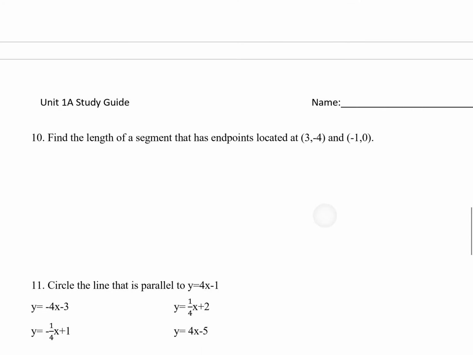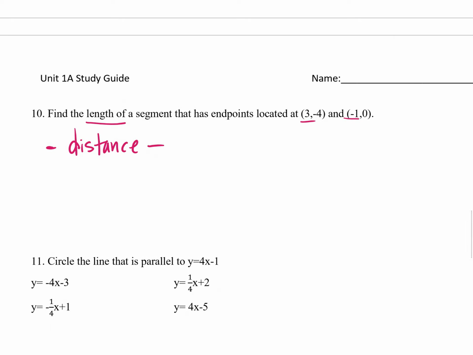So moving on, number 10, find the length of the segment that has endpoints at (3, -4) and (-1, 0). Length of a segment, that is the same thing as distance formula. So we did distance formula on the other problem, so I'm not going to work this one. Plug the numbers in, and that's how you do that. Length of a segment that has endpoints. Don't get this confused with midpoint, just because they're giving you 2 points. Use distance formula.